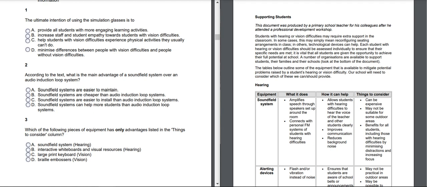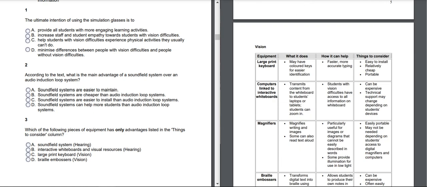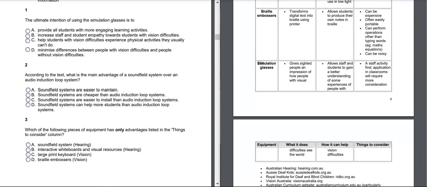So question 1 says: the ultimate intention of using the simulation glasses is to... So we need to find the simulation glasses section, which is just over here. It's asking what is the main aim, and how it can help is this column here, or what it does. So we'll probably be looking at one of those. How it can help: allow students and staff to gain a better understanding of some experiences of people with vision difficulties, which we can infer that B is the one for that: increase staff and student empathy towards students with vision difficulties. Better understanding, so there can be empathy. Empathy obviously alluding to feeling what they feel, being able to understand what they're going through by going through something similar. So that's the answer for question 1.